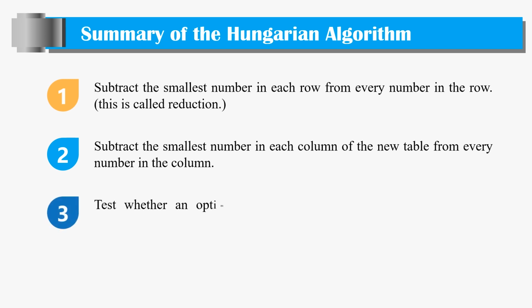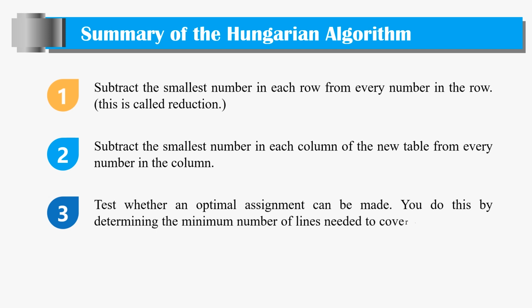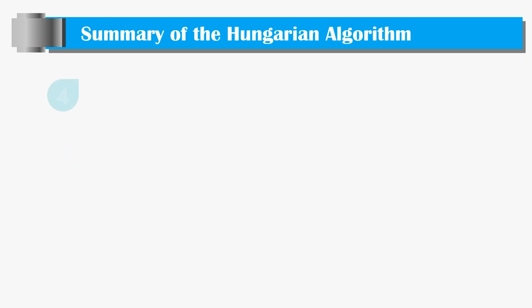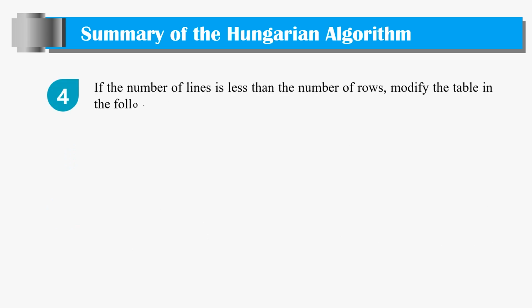Step 3: test whether an optimal assignment can be made. You do this by determining the minimum number of lines needed to cover all zeros. If the number of lines equals the number of rows, an optimal set of assignments is possible. Step 4: if the number of lines is less than the number of rows, modify the table in the following way.